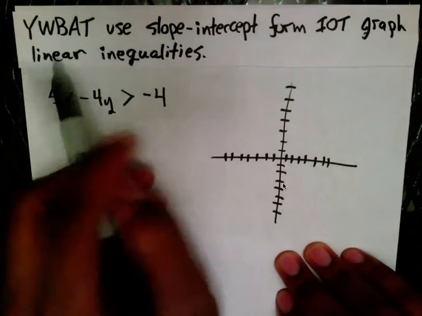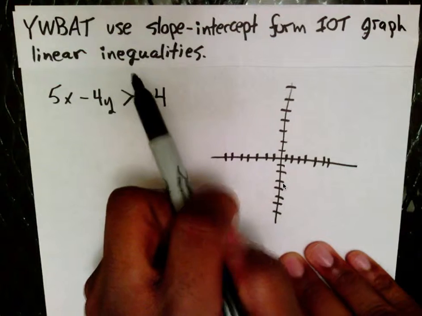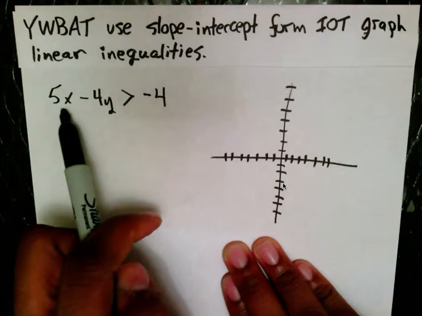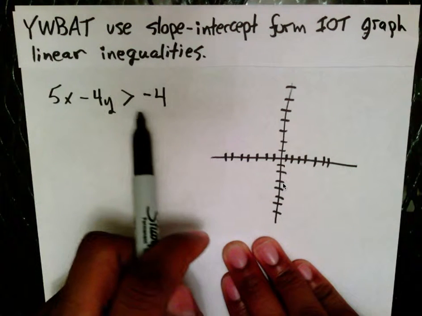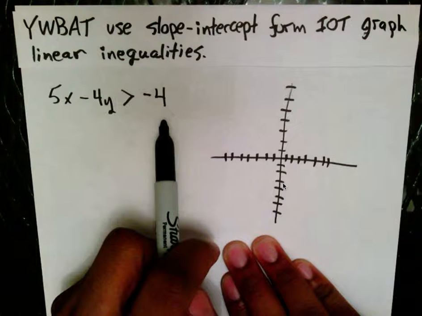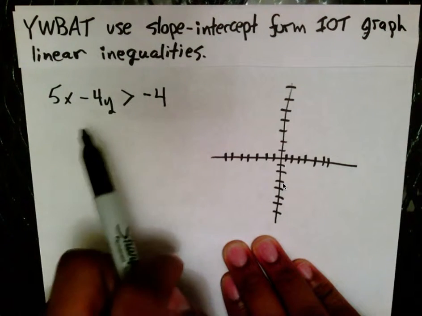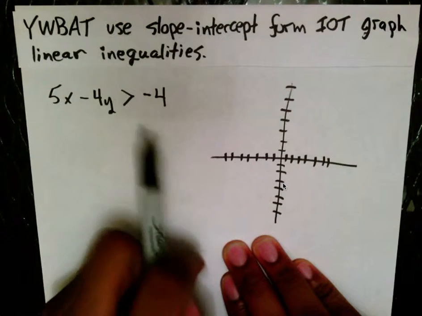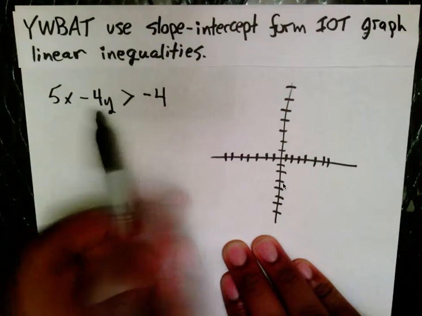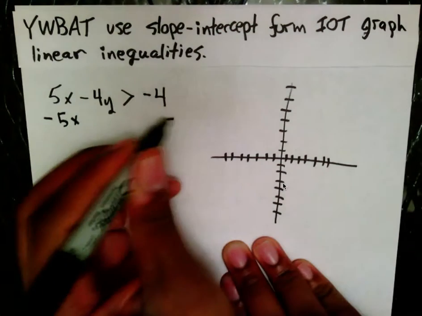After this video, you will be able to use slope-intercept form in order to graph linear inequalities. Now, we have our linear inequality 5x minus 4y is greater than negative 4. Before we can graph it, we want to get it in slope-intercept form, just as if we were solving a regular linear equation with an equal sign. So that means I need to get my y by itself. So let's subtract 5x from both sides.